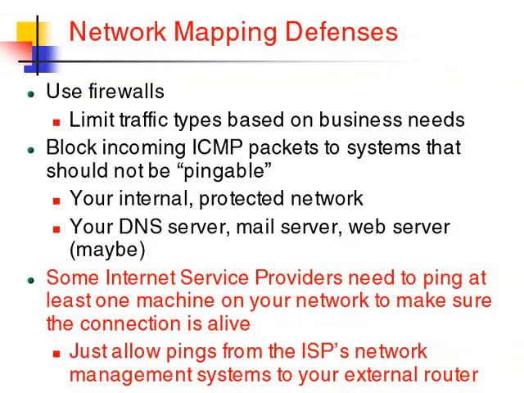Now, some internet service providers do need to be able to ping at least one machine on your network. They send a heartbeat signal to you to make sure that your system is still alive, and if it goes off the network, they'll start troubleshooting the network link. You can configure your firewall, though, so that packets are allowed in from the internet service provider's network management systems. Let them ping your external router so that they can make sure you're alive. But that doesn't mean that they can do a full ping sweep of your internal network. So by carefully configuring your firewall, you can do a lot to prevent somebody from mapping your internal network.